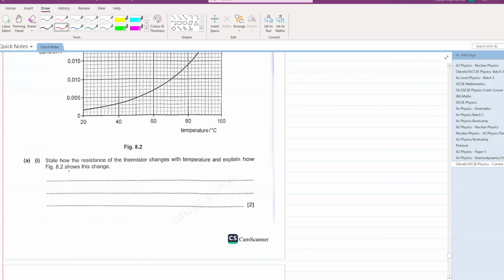So basically, how does the resistance of the thermistor change with temperature? As temperature increases, what happens? The resistance decreases. This is the relationship for the thermistor. You might get 1 mark here. How does figure 8.2 show this? As you can see in figure 8.2, as temperature increases, current increases. That means as temperature increases, resistance decreases. So this is shown in the graph as well.